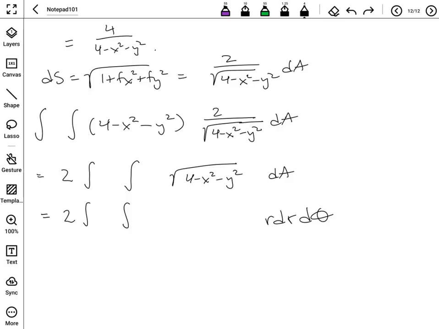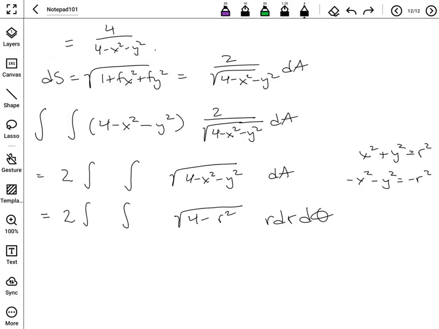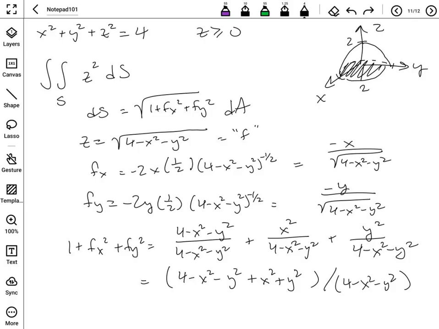Like in a problem we did earlier, x squared plus y squared is r squared, which means minus x squared minus y squared is minus r squared. So I'm actually looking at 4 minus r squared, r dr d theta. And then to set up the bounds over this circle shape, I know the radius of my sphere is 2. So the r is 0 to 2 because it's not hollow inside.